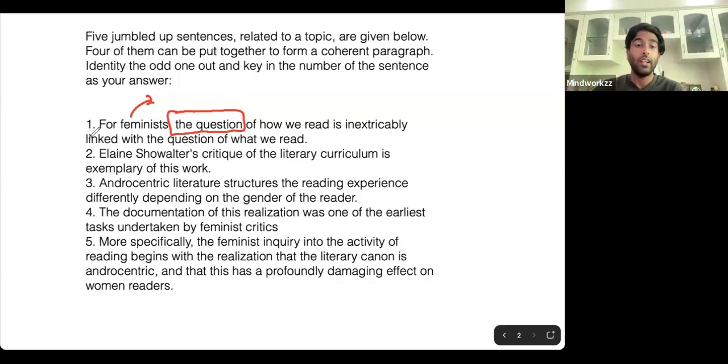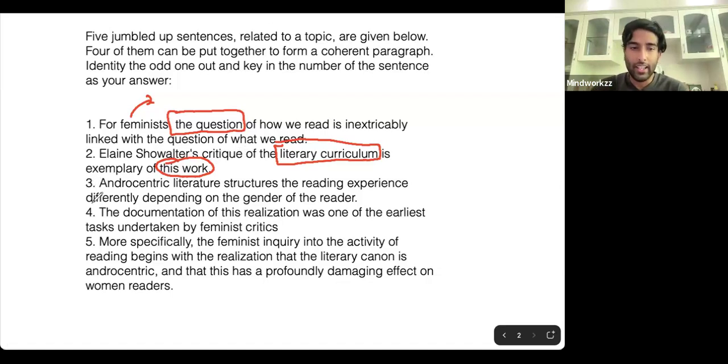The second statement says, Elaine Showalter's critique of the literary curriculum is exemplary of this work. Now, what is this work? We are not sure, but we are talking about some kind of literary curriculum. If any sentence touches upon this idea, we'll be able to use it. Initially, just try to understand what the sentences are saying, then focus on solving. That's why I give you a minute to read and go through the sentences.